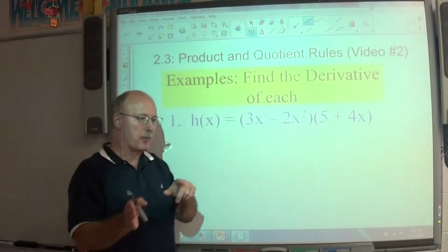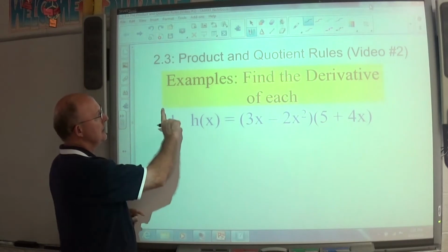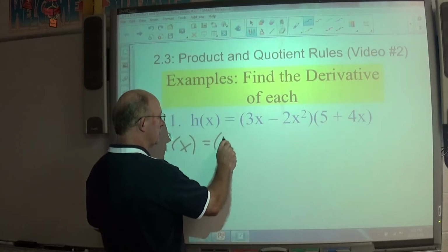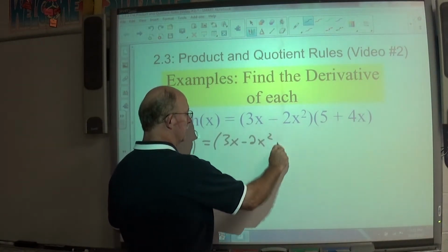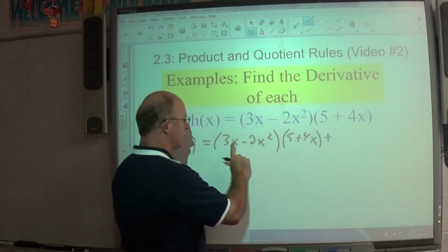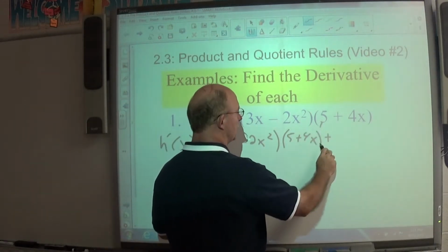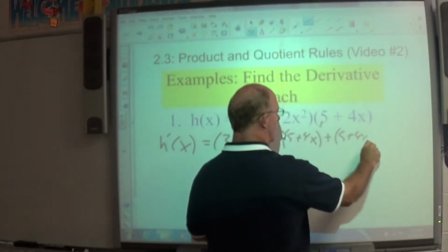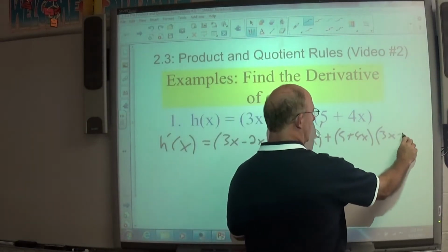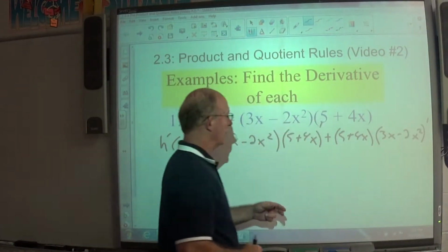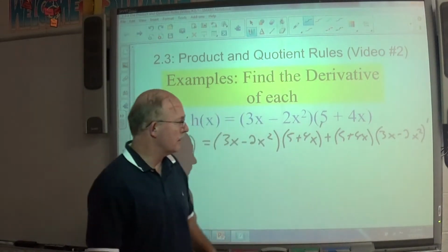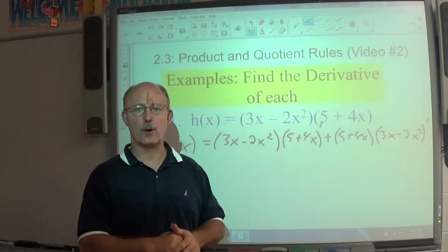If you remember from our previous video, according to the product rule, as you take your derivative, you take your first function, 3x minus 2x squared, times the derivative of the second, which is 5 plus 4x, plus the second, 5 plus 4x, times the derivative of the first, which is 3x minus 2x squared. So once again, the first function times the derivative of the second, plus the second times the derivative of the first, and this will give us an expression for our derivative.